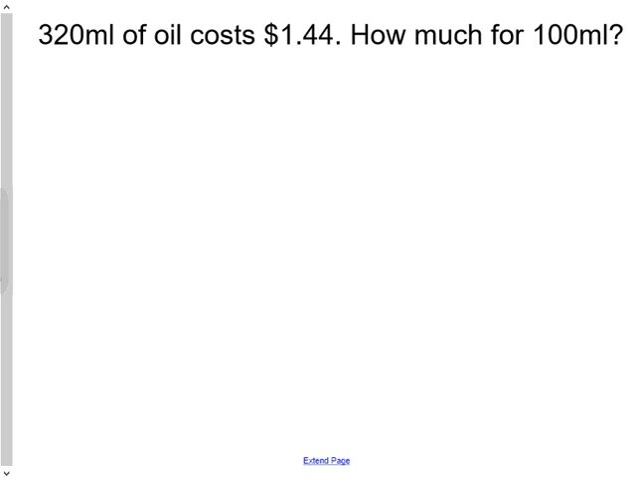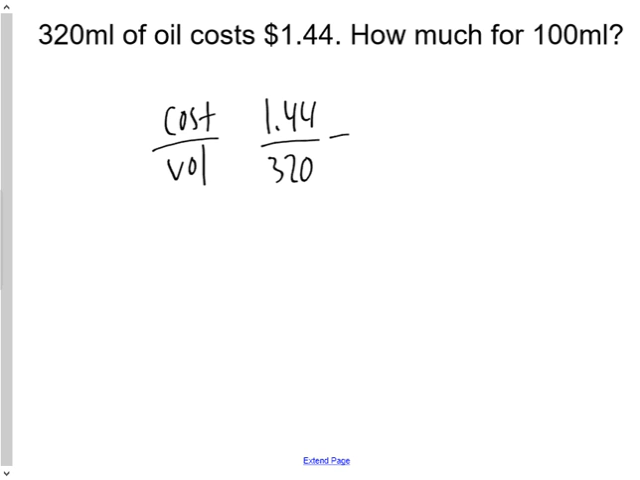Your second question says 320 milliliters of oil costs $1.44. How much for 100 mils? So we want cost to volume. We want the rate of cost to volume. So therefore, we want $1.44 over 320 equals what for 100 milliliters?